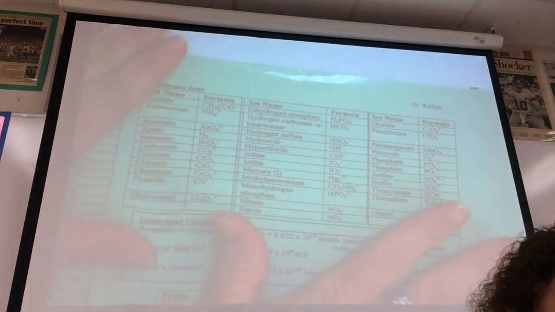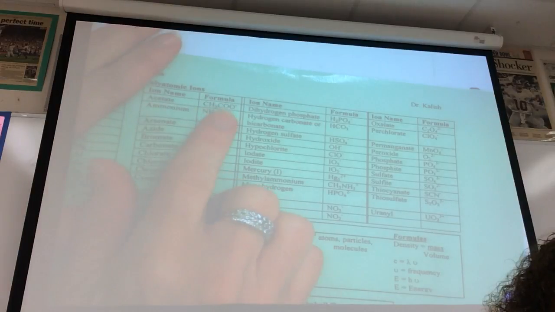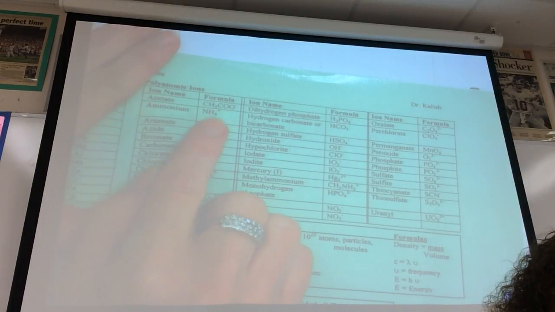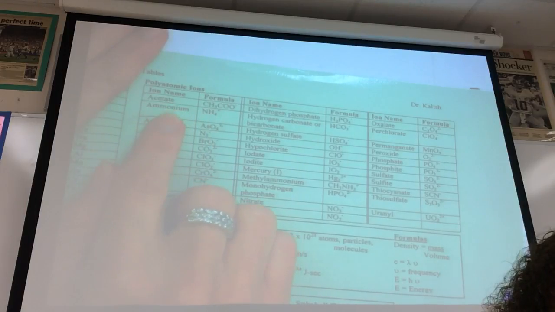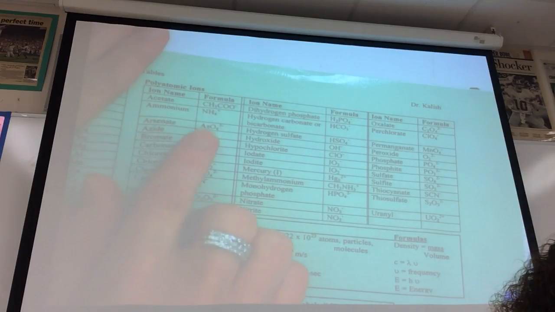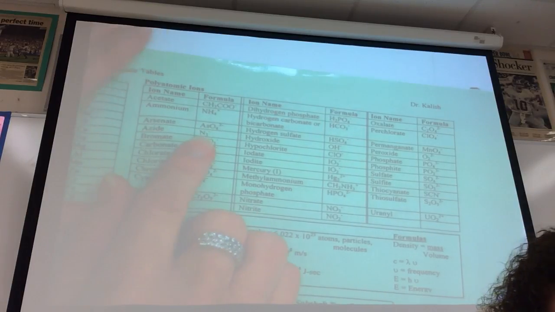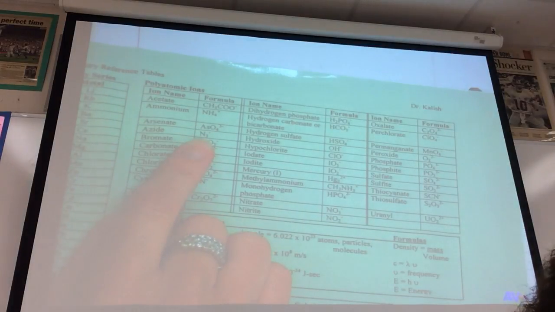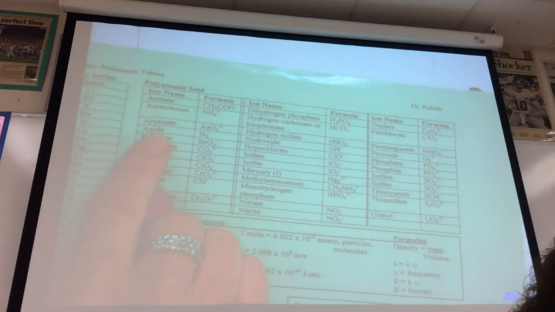Your polyatomic ions are here. Acetate ion, ammonium ion. Which of those two is a cation, ammonium ion or acetate ion? Ammonium, because it has a positive charge. Arsenate ion, azide ion. Note azide ion has 3 of the same atoms bonded together covalently with a 1 minus charge. Also note that azide ends in IDE.